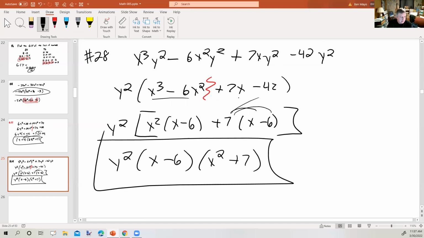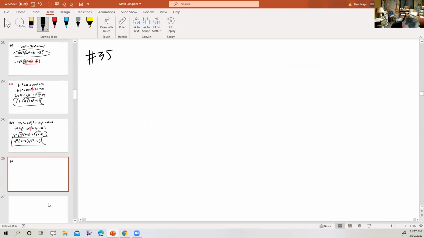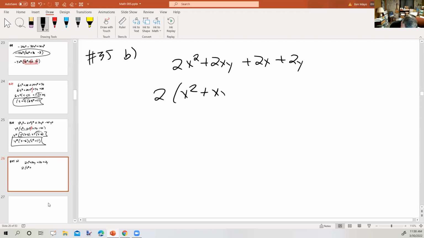All right. And finally, this is number 35, part B. It says factor, and we have 2x squared plus 2xy plus 2x plus 2y. Well, since there's 4 terms, I'm going to try grouping. Oh, but wait, there's a greatest common factor of a 2. So we'll take out a 2: x squared plus xy plus x plus y.